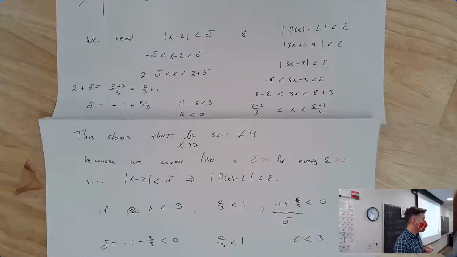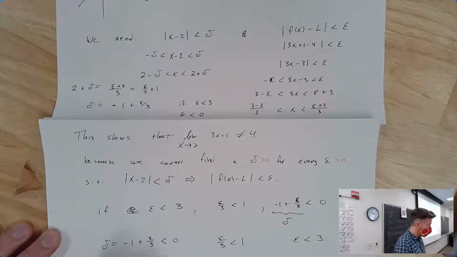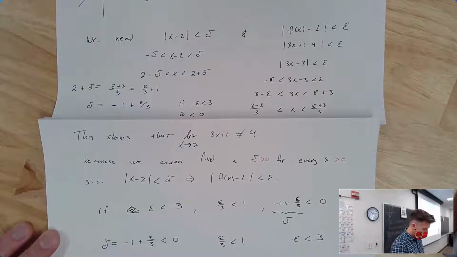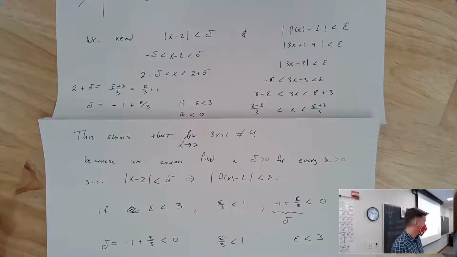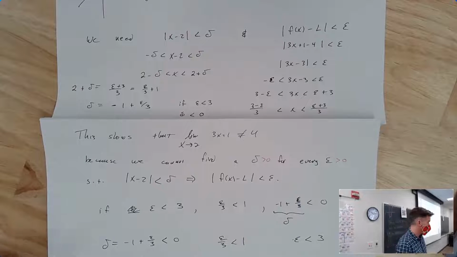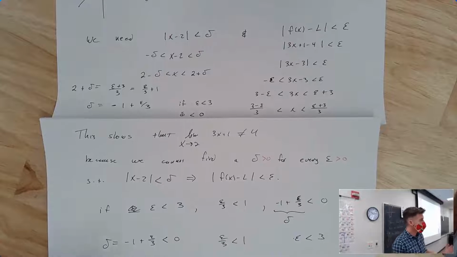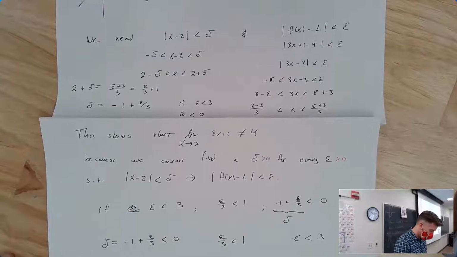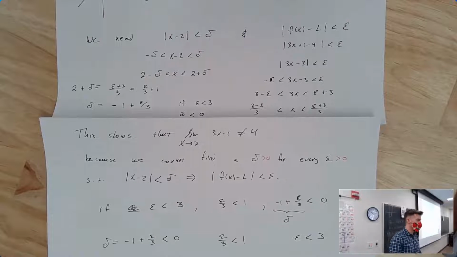Correct. Yes. The reason delta has to be positive is because what we're saying is that the absolute value of x minus 2 is less than delta. Absolute values are never negative. So this couldn't be less than a negative number. Right? It has to be less than a positive number. But yeah, very generally, delta and epsilon are always positive. For sure, without a doubt, never, ever, ever negative.